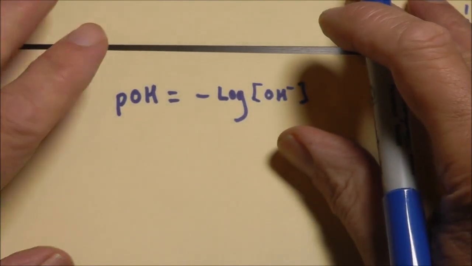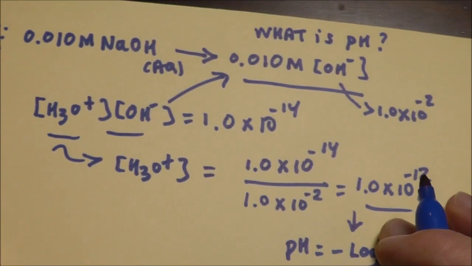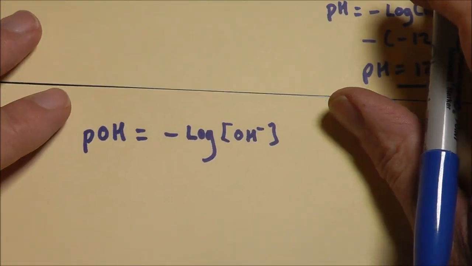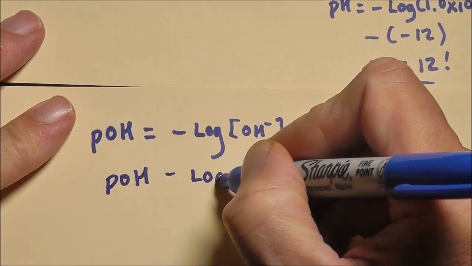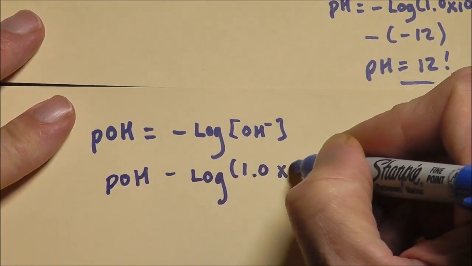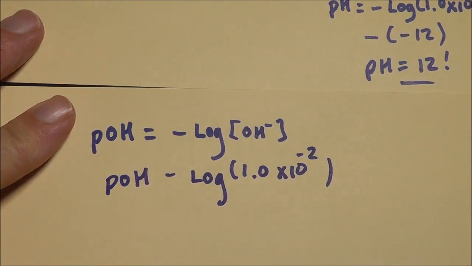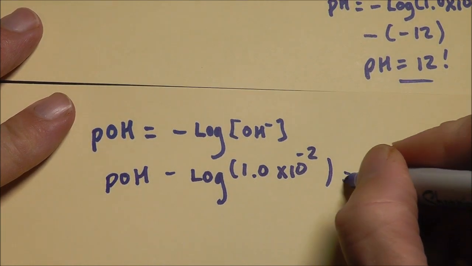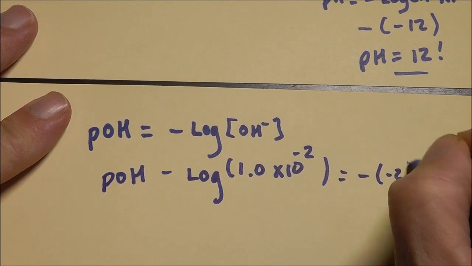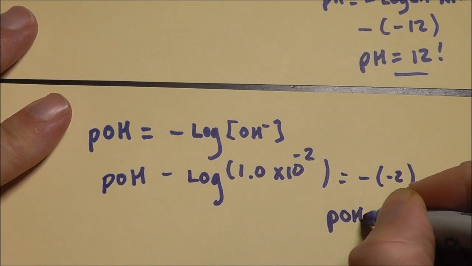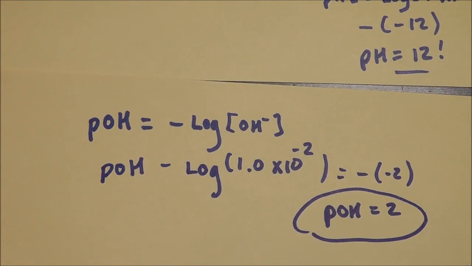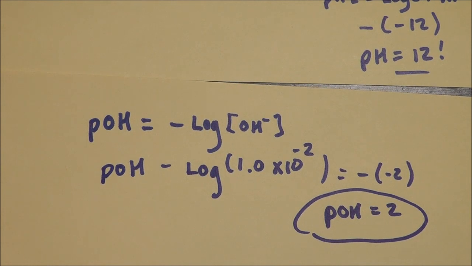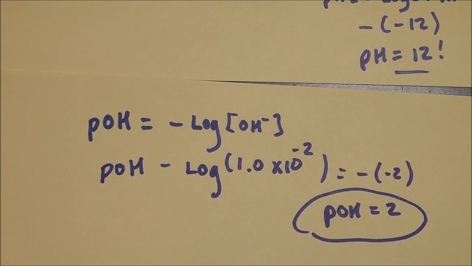So back to our original example where this was 0.01 molar OH-, we would say the pOH of this solution is minus log of 1.0 times 10 to the minus 2. And therefore that would be minus negative 2. This would be pOH equals 2. And so that would be something that kind of gives the reader an idea like, oh, that's a pretty low number. That means this is a pretty concentrated base.